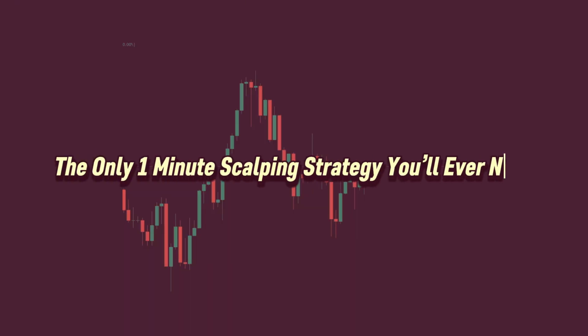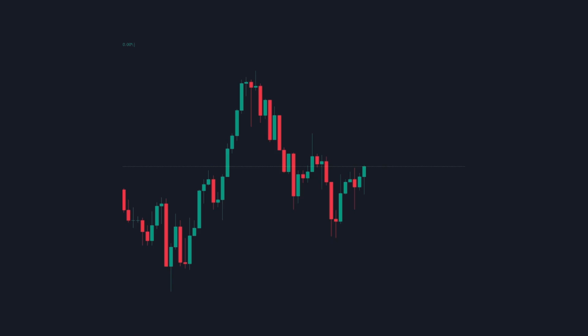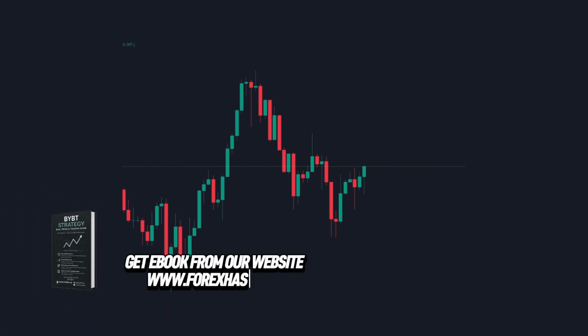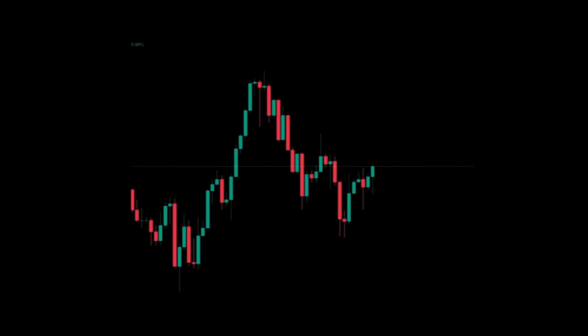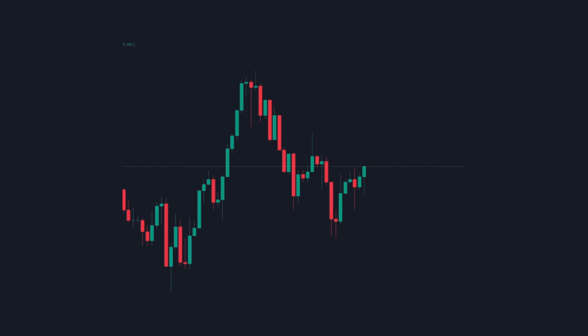This is the only 1 minute scalping strategy you shall ever need. As you all know, we are using market structure, support and resistance, pullbacks, areas of confluence. In today's video, we are going to learn about the break and retest strategy.